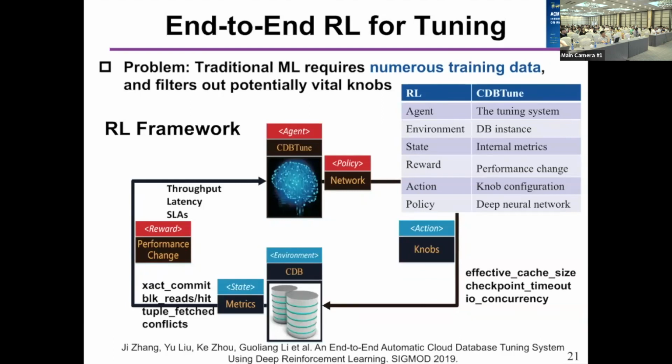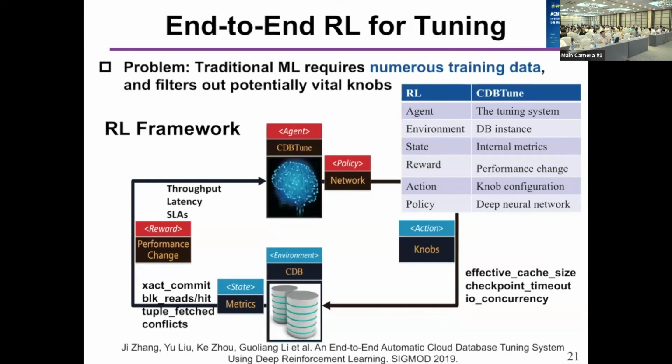For example, given a new workload, we run the workload and we get the metrics. And based on the metrics, we know how we can tune the knobs. So this is the pipeline. For example, which knob do we want to tune? For example, the cache size, the checkpoint timeout, IO concurrency.